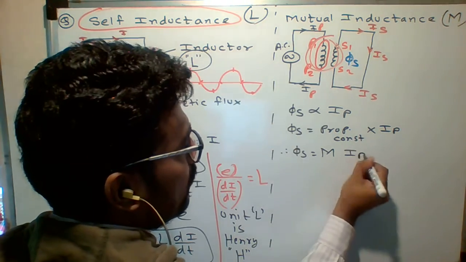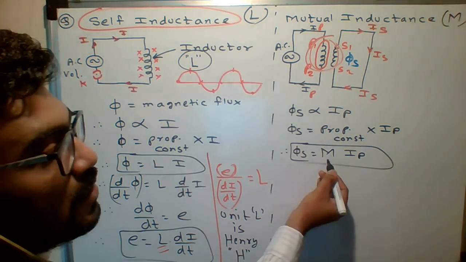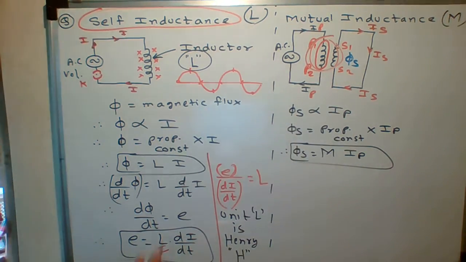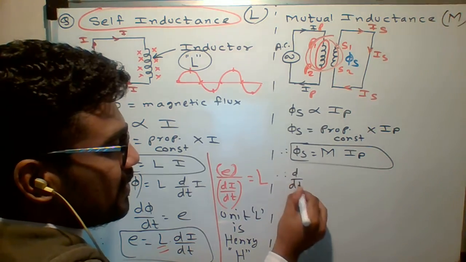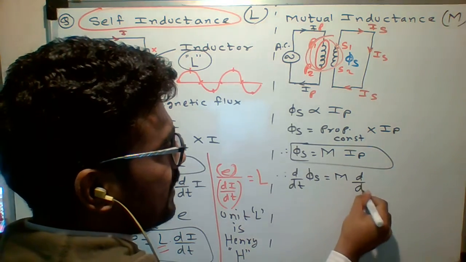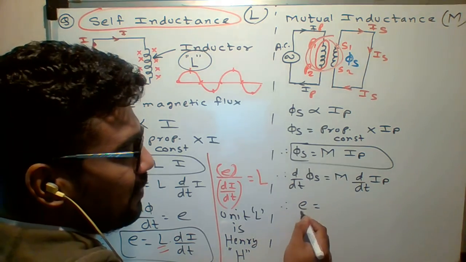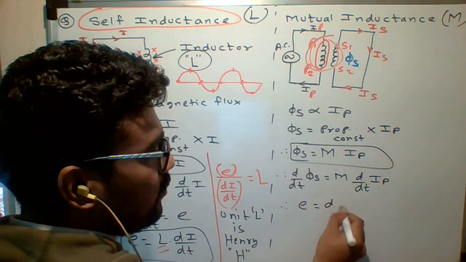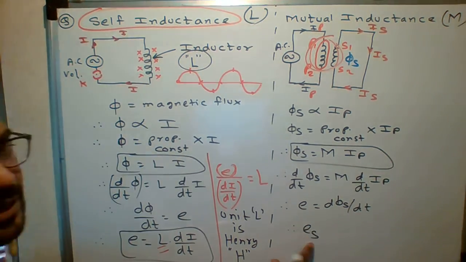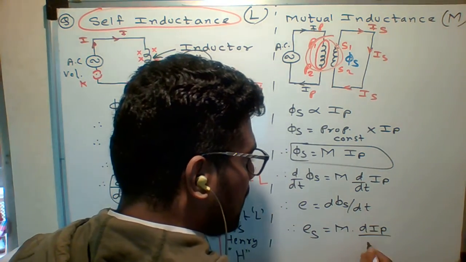So students, this is the formula for mutual inductance. Phi is equal to M into IP, where M is called the coefficient of mutual inductance, because the coils are mutually attached. Now I am going to take the differentiation with respect to time. d by dt of flux in the secondary coil is equal to M d by dt of current. According to the EMF formula from Faraday's second law, E is equal to d phi S by dt. So the EMF produced in the secondary coil is M multiplied by d by dt of the primary current.